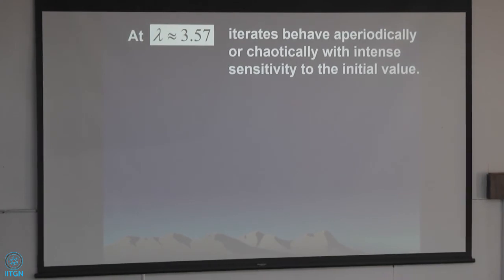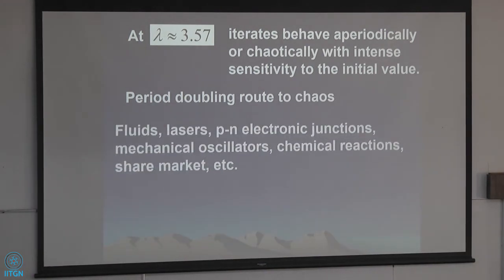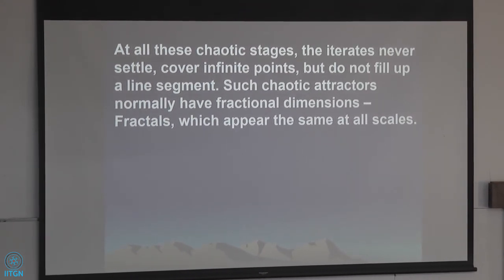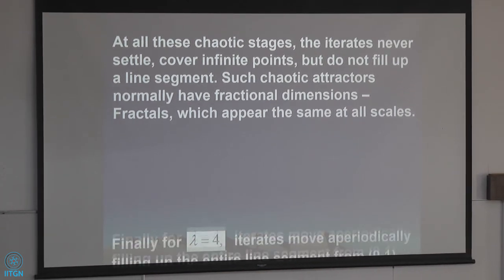Now, this is at approximately 3.57, the period doubling route to chaos, and this is seen in lots of various fields: in fluid mechanics, lasers, electronic junctions, mechanical oscillators, chemical reactions, share market, what not. This period doubling route to chaos has been observed. And that gave rise to the new paradigm of science, which is called chaos. At these chaotic stages, the iterates never settle, cover infinite points, but do not fill up a line segment. Such attractors are called chaotic attractors with some fractional dimensions, which I will come to a little later.